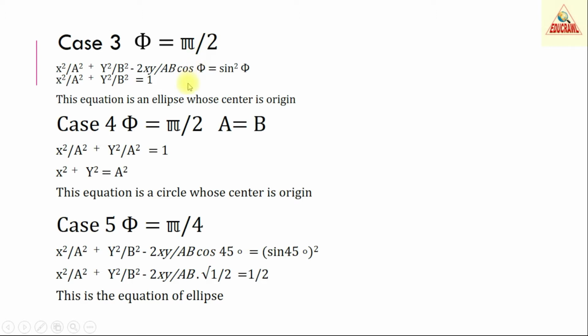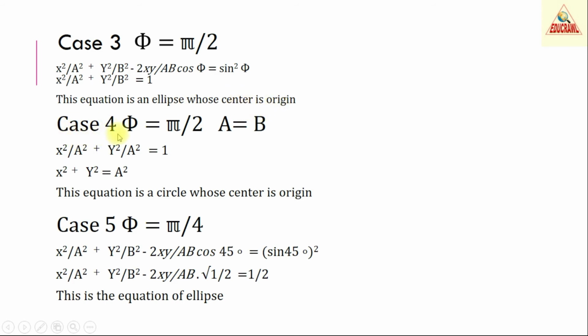So substituting this value in the expression, we know that sin pi by 2 is equal to 1, cos pi by 2 is equal to 0. So substituting that value, we get x squared by a squared plus y squared by b squared is equal to 1. And this is an equation of an ellipse whose origin is the center.